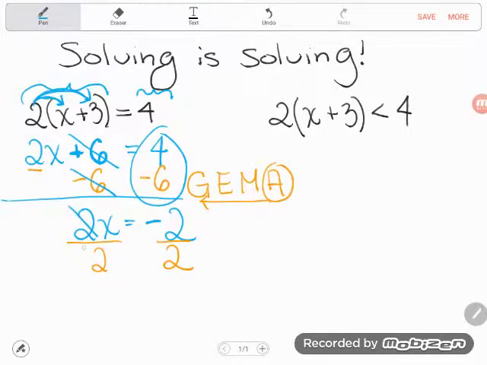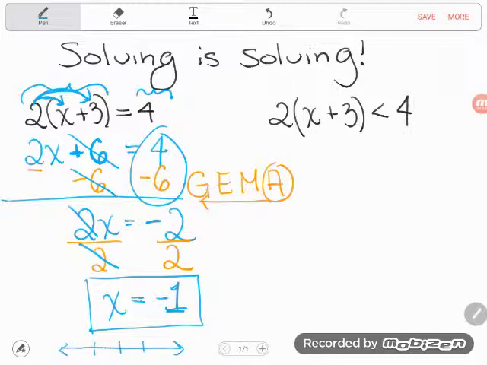On the left-hand side, multiplying and dividing by 2 are opposites, so they cancel, and I'm left with just one single solitary x, just x. And on the right-hand side, negative 2 divided by 2 is negative 1. Again, if you had this on the GED, you would have your TI-30XS, so if you didn't know that, you could type that in your calculator. All right, so in this case, I got x is equal to negative 1. I only have one possible answer.